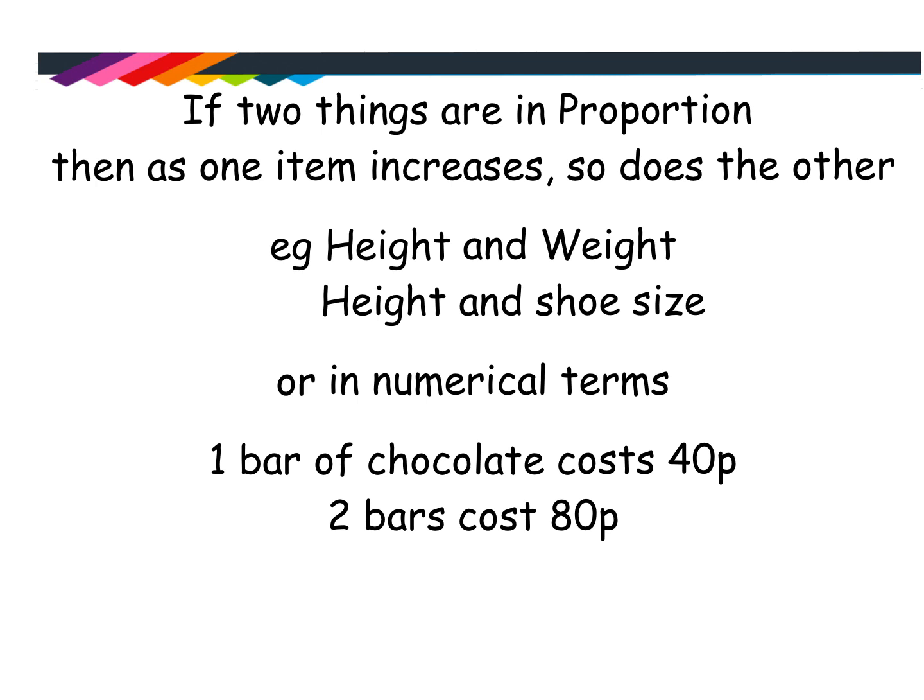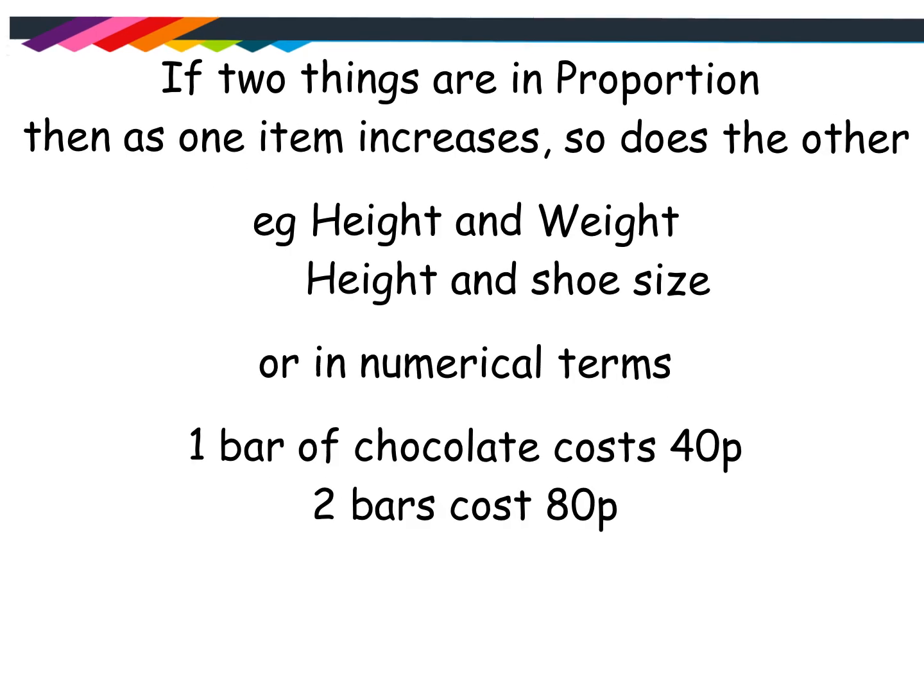Or in numerical terms, 1 bar of chocolate is 40p, 2 bars would be 80p, 3 bars would be £1.20 and so on. So as we increase the number of bars we buy, we increase the cost exactly. The cost is a multiple of the number of bars. In this case, it would be 40p per bar.